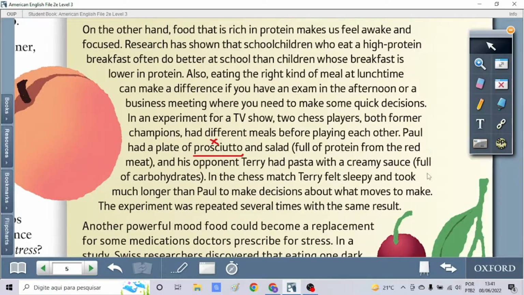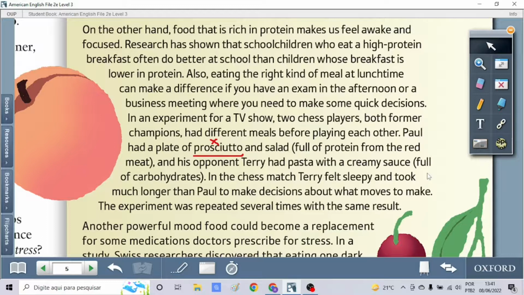On the other hand, food that is rich in protein makes us feel awake and focused. Research has shown that school children who eat a high protein breakfast often do better at school than children whose breakfast is lower in protein. Also, eating the right kind of meal at lunchtime can make a difference if you have an exam in the afternoon or a business meeting where you need to make some quick decisions.